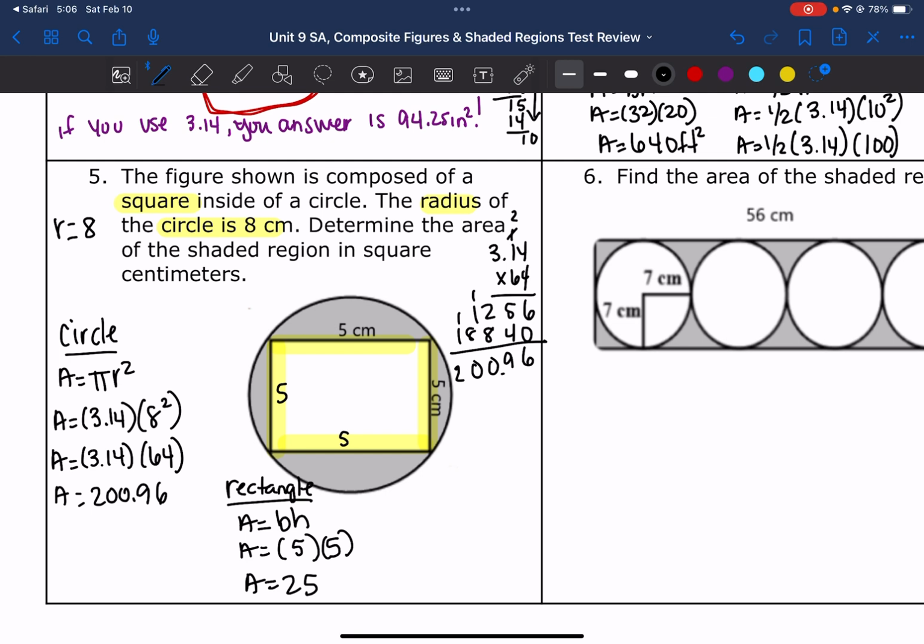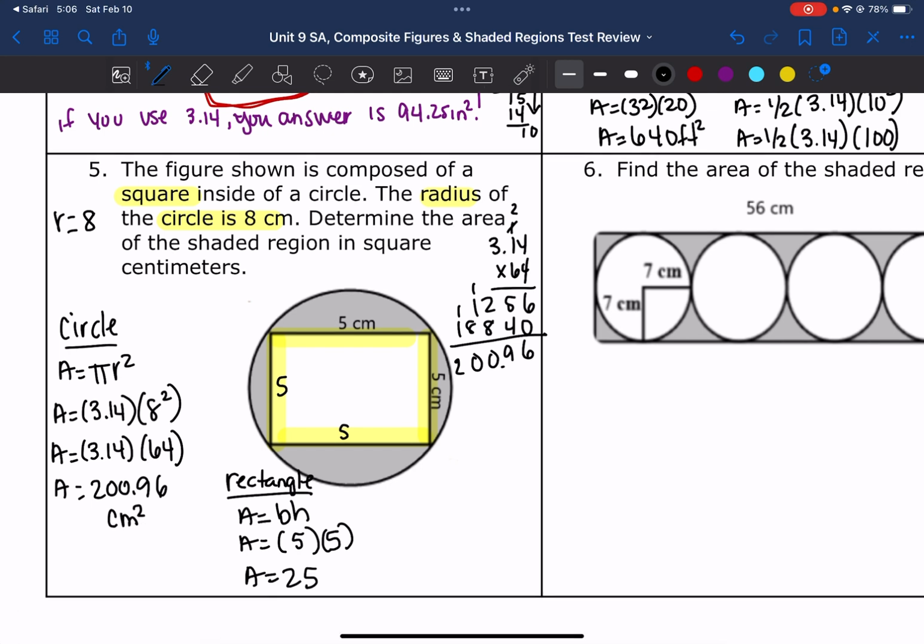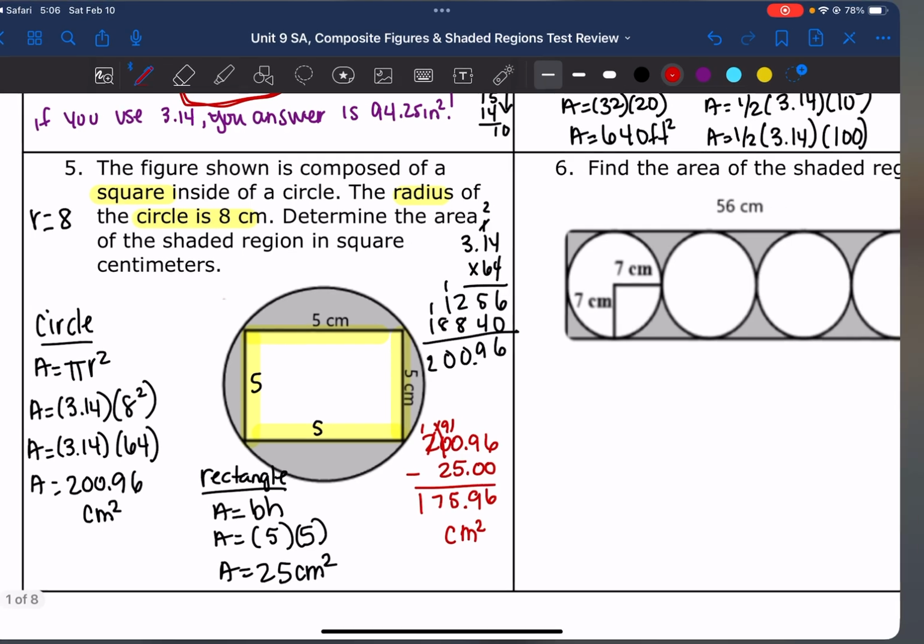All right, let's continue. So let me write my units first. Now, what we do with these two is we are going to subtract. So 200.96 minus 25.00. Okay, 6 gets brought down, 9 gets brought down. Cannot do 0 minus 5, so we're going to have to borrow. 10 minus 5 is 5, 9 minus 2 is 7, and then we get 175 centimeters squared for our final answer.